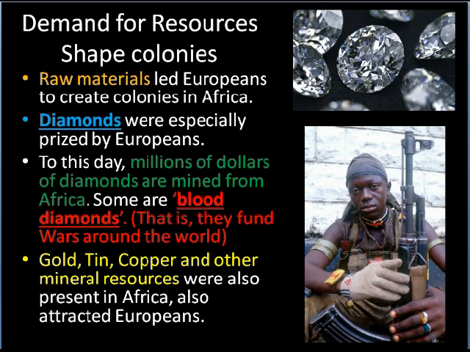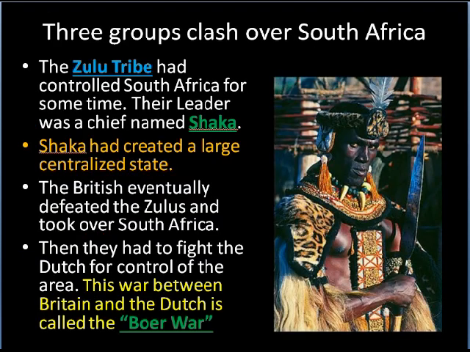Now, we are going to see three groups clash over South Africa. I'm going to move there briefly. The Zulu tribe had controlled South Africa for some time. Obviously, they are natives to that area, and one of their leaders was named Shaka. Shaka Zulu, as he's sometimes called, had created a large centralized state, which is really uncommon to Africa at that period. It was pretty well organized.